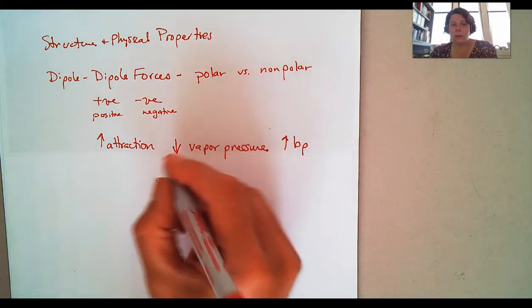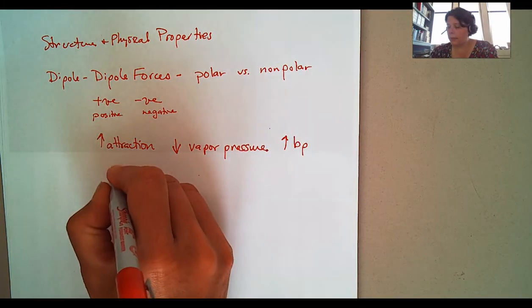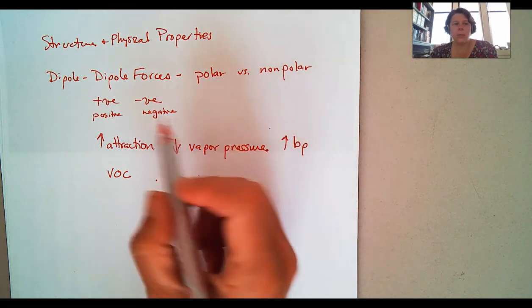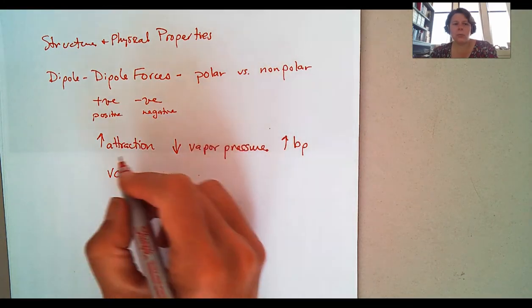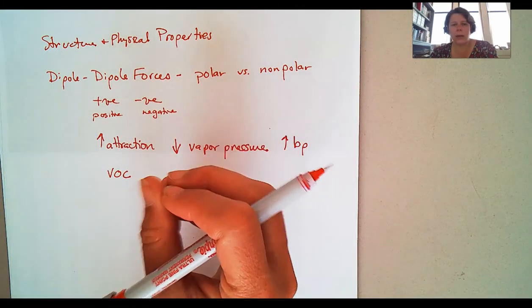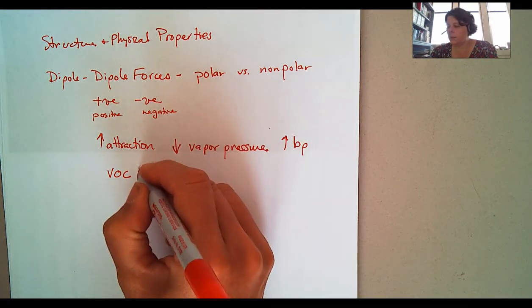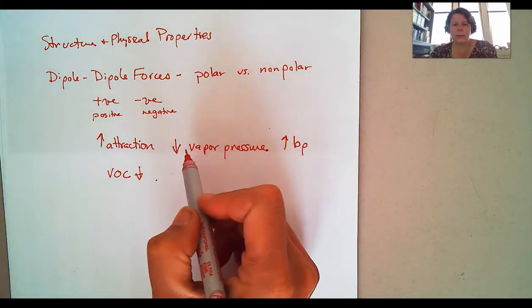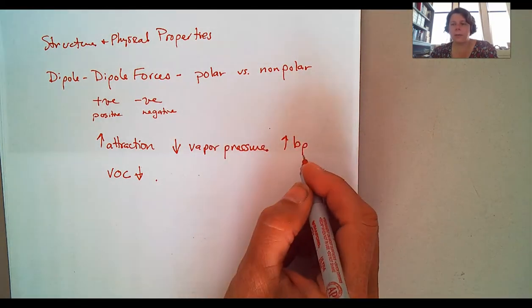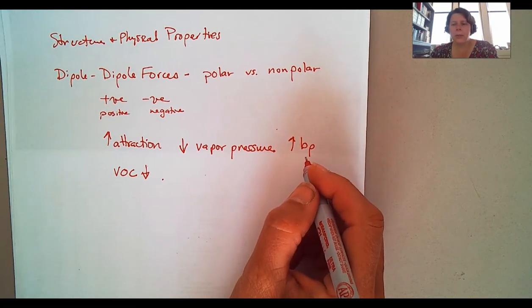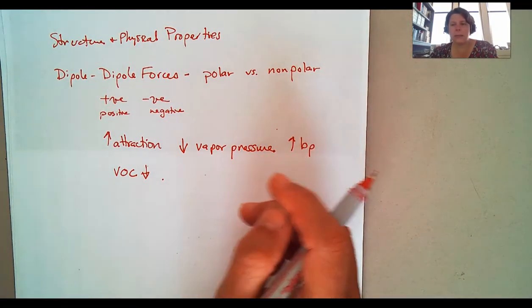So if we're talking about volatile organic compounds, VOCs, when we have a polar molecule and there's more attraction to each other because there's a positive and a negative end, it'll decrease how much it is VOC. It won't volatilize because it decreases the vapor pressure and increases the boiling point of the compound, which makes it a lot more stable. So as we see those things, we're going to see more attraction.